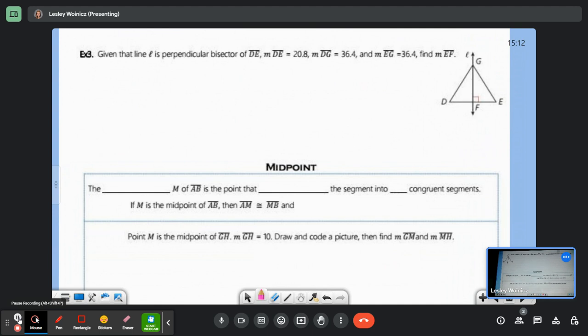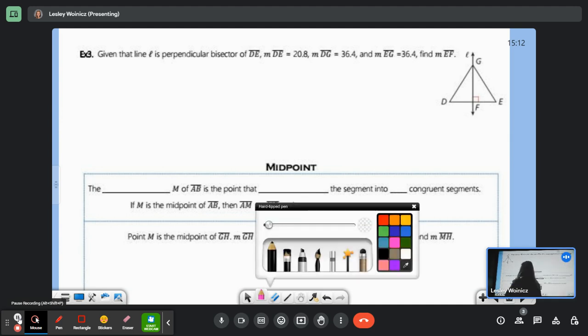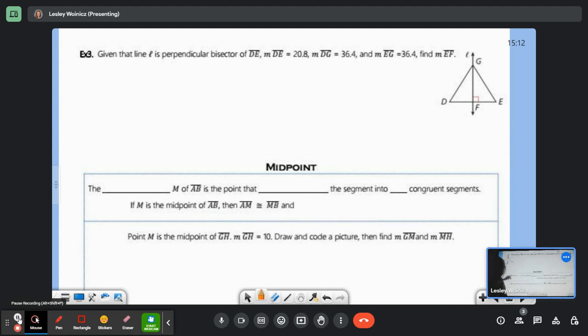Given that line L is the perpendicular bisector of segment DE, that measure DE is 20.8, that measure of DG is 36.4, and then the measure of EG is 36.4, find the measure of EF. Okay, that was a lot, but it's fine. We have this figure we can label. So let's start putting the stuff that we know on here. This is a perpendicular bisector, so what do we know about DF and FE? They're going to be the same because they got chopped in half and made into 2 congruent baby segments.